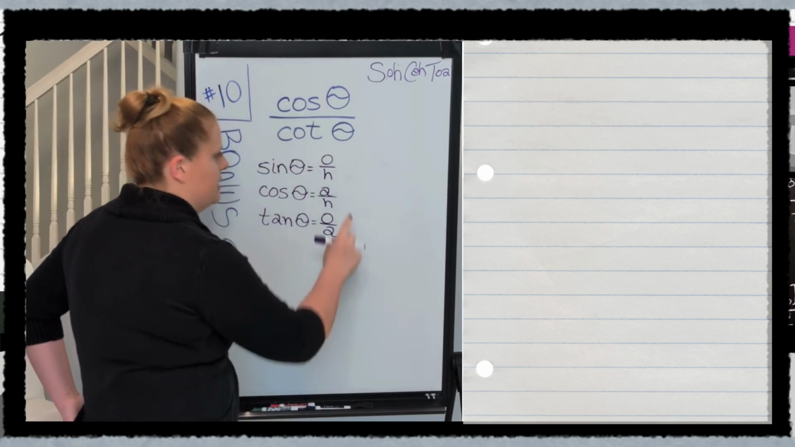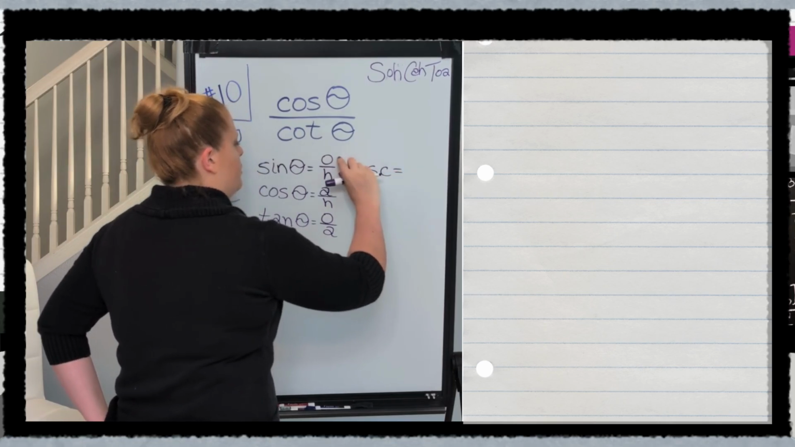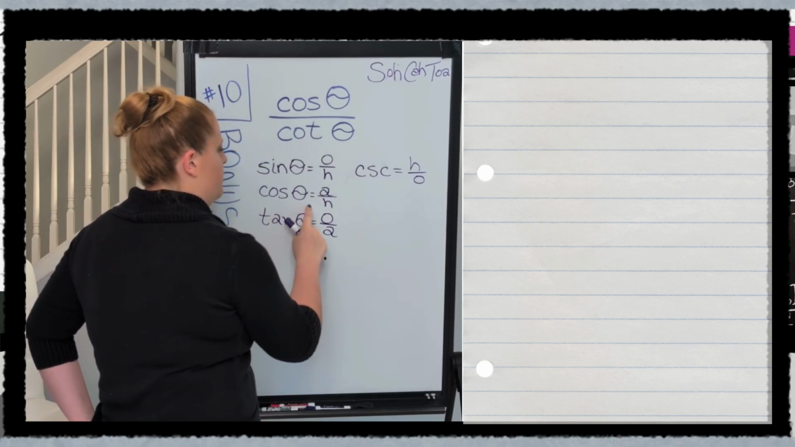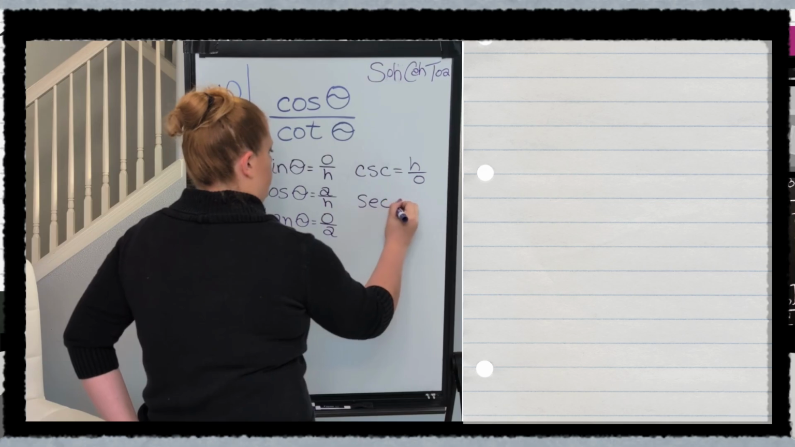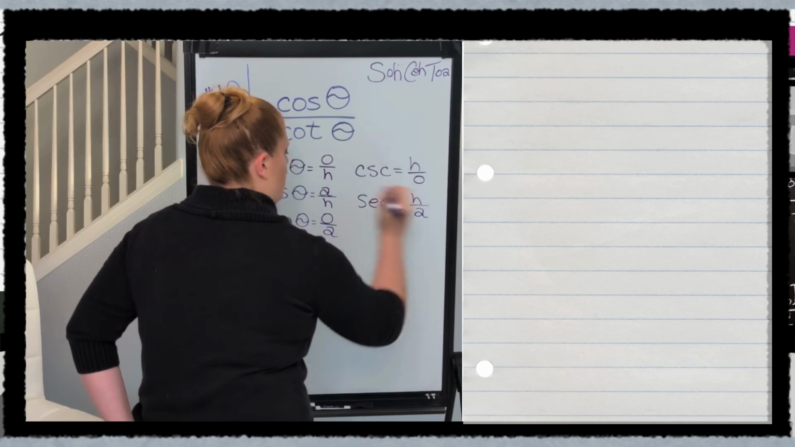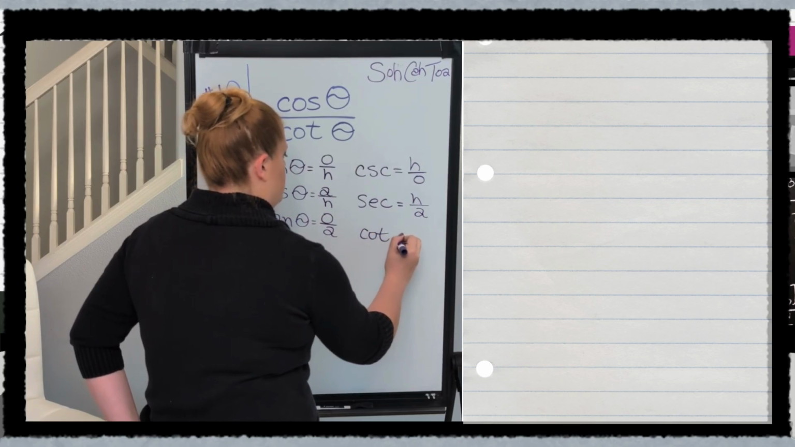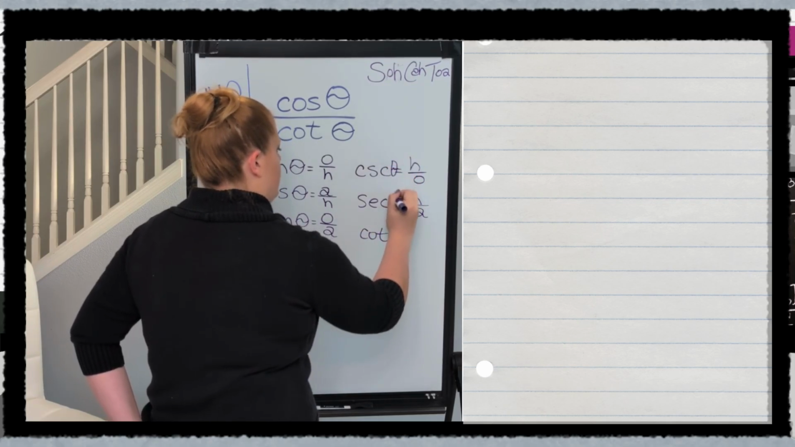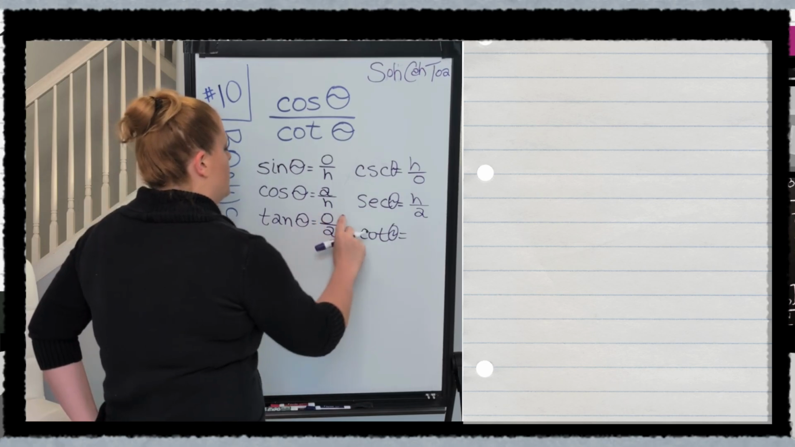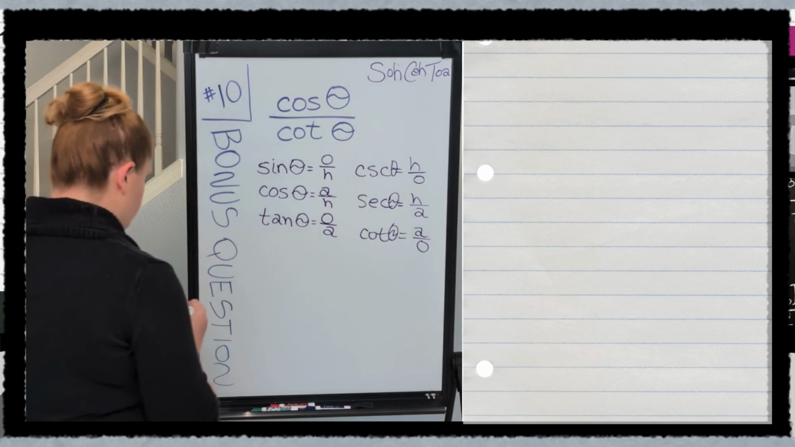Let's write their inverses. The inverse of sine is cosecant. You just flip sine. It's H over O. Cosine's inverse is secant. You just flip cosine. We got H over A. And then on tangent, the inverse is cotangent. And I should have been putting thetas in there just because our problem deals with theta. We flip tangent, we get adjacent over opposite.